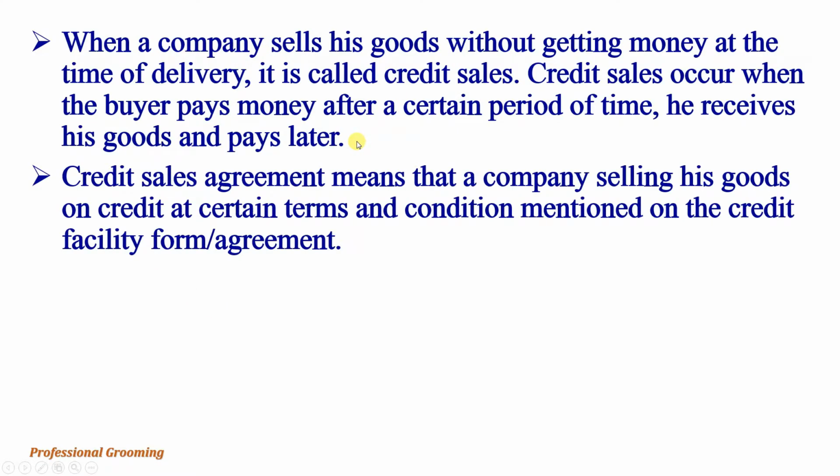Now, the credit sales agreement means that a company is selling his goods on credit at certain terms and conditions. So the credit sales agreement is the terms and conditions of credit sales. So those terms and conditions are mentioned on the credit facility form or agreement. We will discuss now the credit sales agreement template so you will understand better.